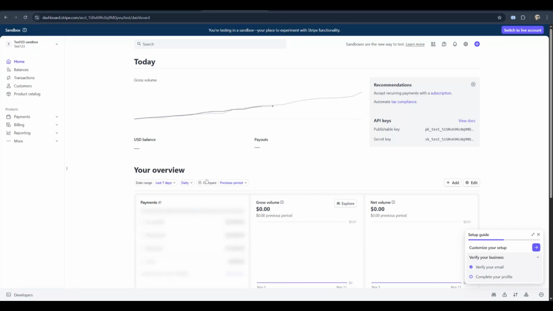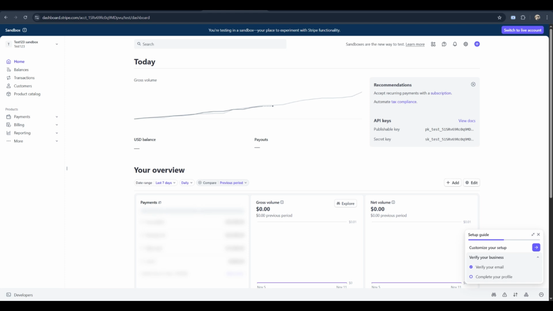First, let's talk about no monthly fee. This means there is no fixed charge to just have a Stripe account. You don't pay anything every month simply for using Stripe. You can sign up, and it costs you nothing if you don't make a single sale.